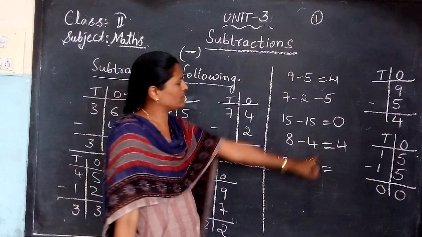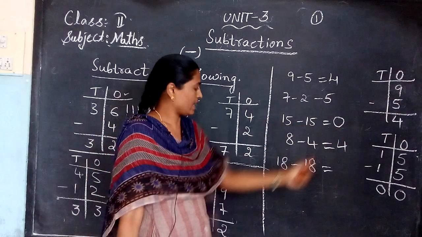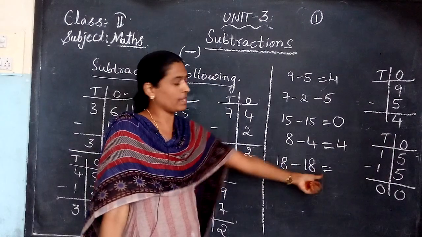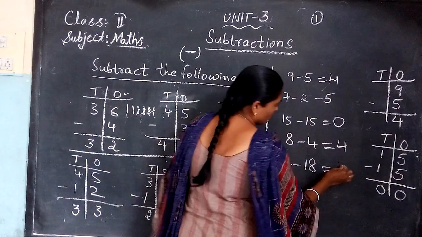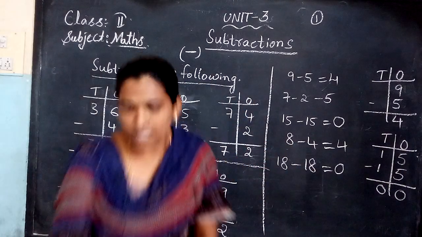Here you see, children, 15 minus 15, what did you get? 0. Again, the same numbers are there, but the minus symbol is there. It means 18 minus 18 is 0. Yes? I hope you understood this.